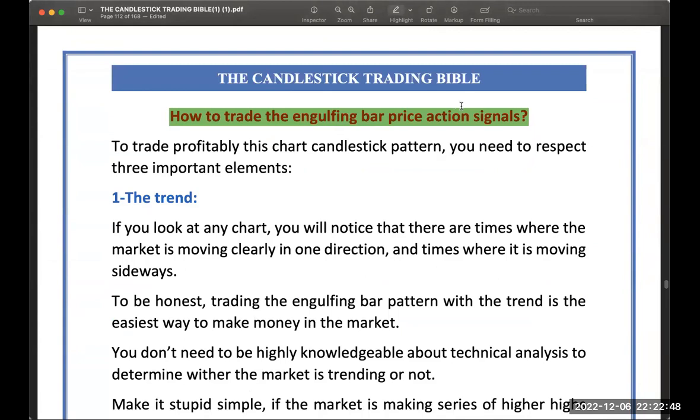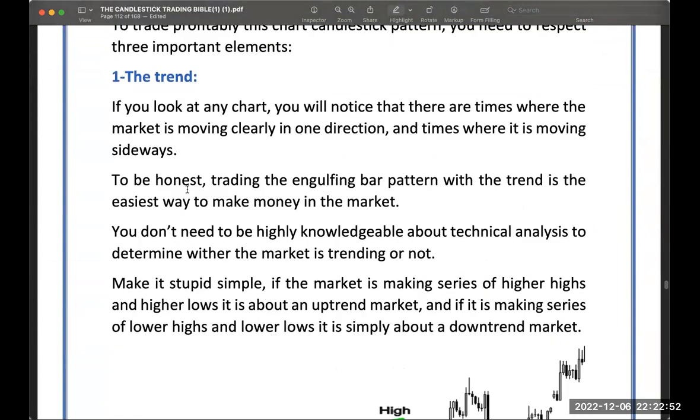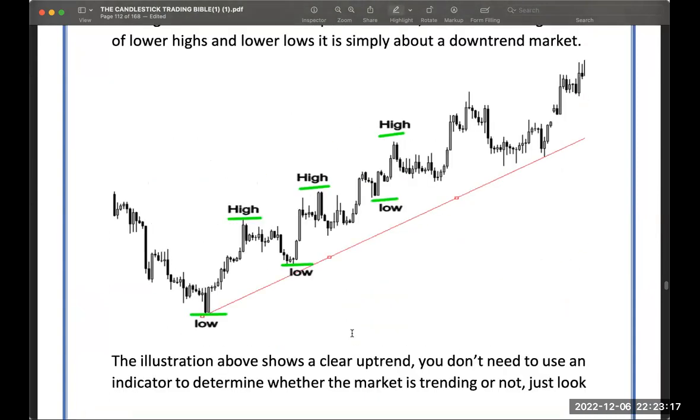To be honest, trading the engulfing bar pattern with the trend is the easiest way to make money in the market. You don't need to be highly knowledgeable about technical analysis to determine whether the market is trending or not. Make it stupid simple. If the market is making a series of higher highs and higher lows, it is an uptrend market. And if it is making a series of lower highs and lower lows, it's simply a downtrend market.